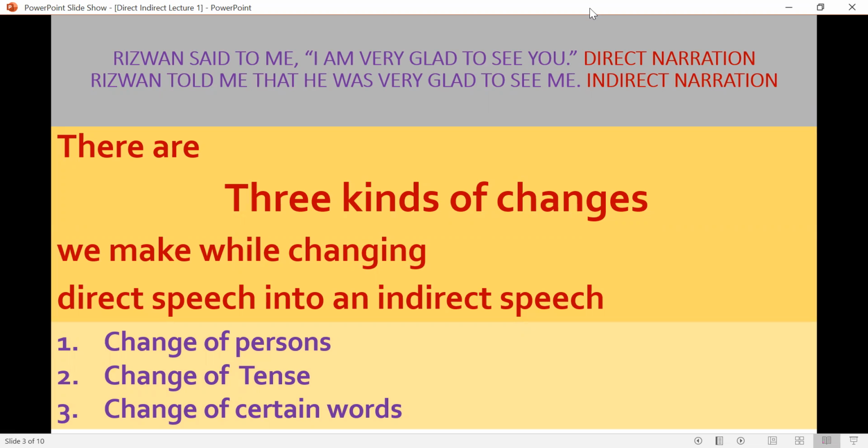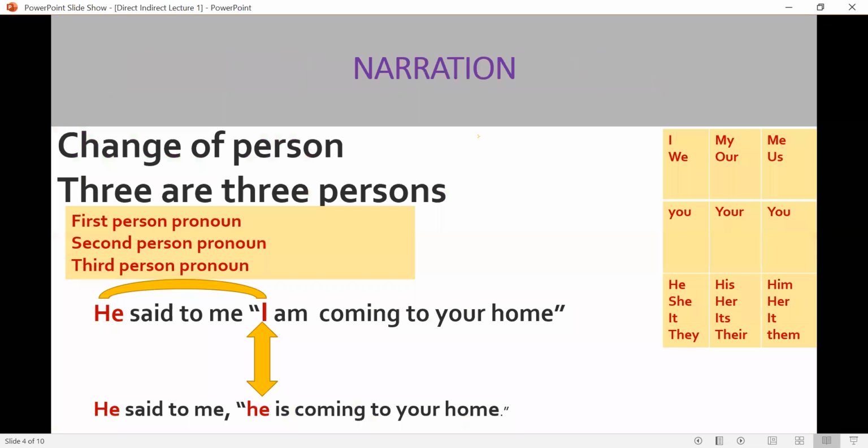Now, when we convert direct to indirect, we make three kinds of changes. What are these three kinds? Change of persons, change of tense, and change of certain words. These are the changes which we make while changing a direct into an indirect sentence.